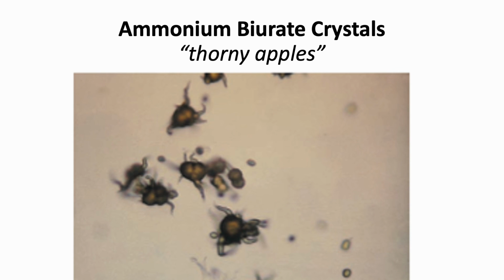The ammonium biurate crystals are also identified in alkalinized urine. They exhibit a yellow-brown, thorny apple, spicule-covered spheric appearance. They tend to dissolve at 60 degrees Celsius and convert to uric acid crystals when glacial acetic acid is added. They are almost always encountered in old specimens, and they are indicative of the presence of ammonia produced by urea-splitting bacteria.